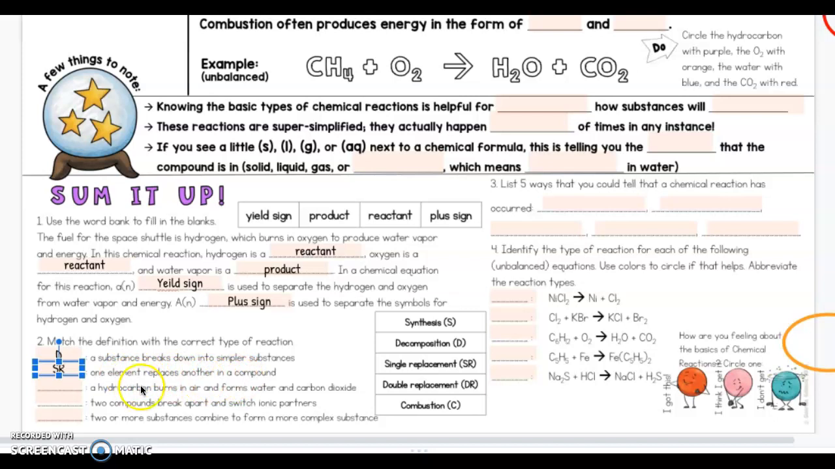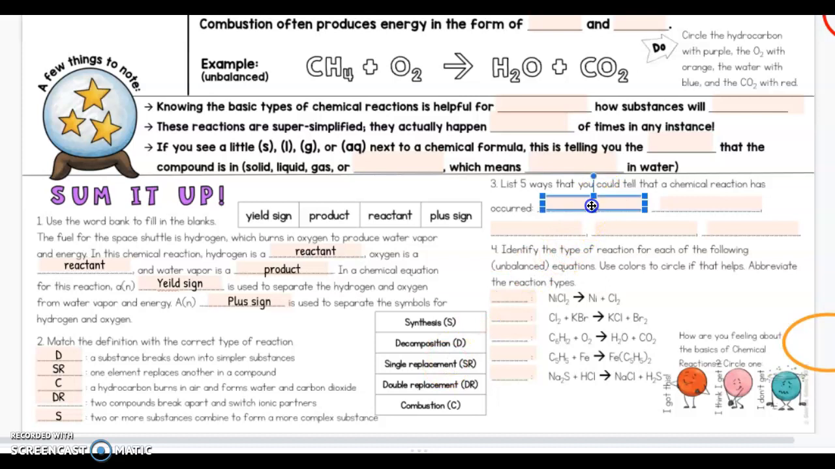Single replacement. You've got an element and a compound. A hydrocarbon burns in air and forms water and carbon dioxide. So what is that one? Anything that burns is going to be combustion. Two compounds break apart and switch ionic partners. So, if they're switching partners, that's a replacement. So, it would be a double replacement because two of them are switching. And when two or more substances combine to form a more complex substance, that is our synthesis reaction.